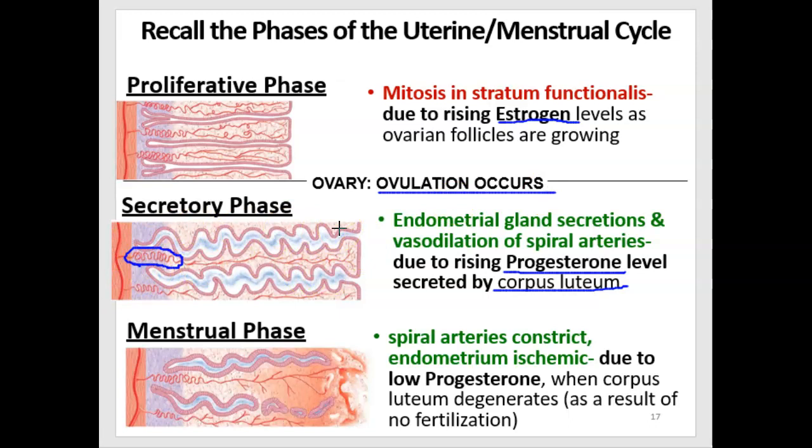Now, if pregnancy happens, I should say if fertilization happens, and then implantation of a fertilized oocyte or zygote occurs, things stay pretty much status quo. The uterus stays in the secretory phase. But if there's no fertilization, then the corpus luteum degenerates.